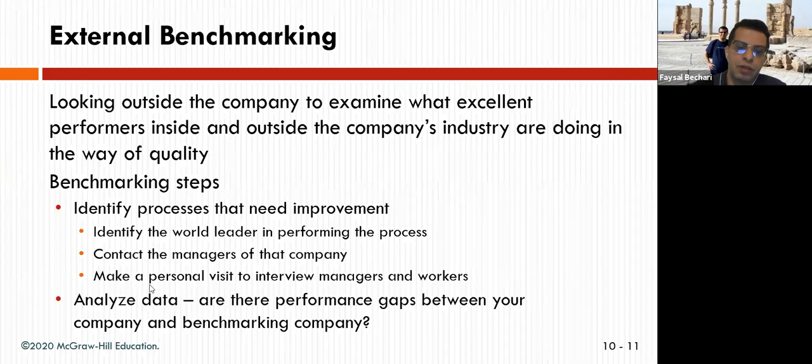So external benchmarking for companies is really looking outside the company to examine what excellent performers, inside and outside the company's industry, are doing in the way of quality. So let's assume somebody is making really good bread, very tasty. You need to benchmark that bread and see how your bread compares with that bread.